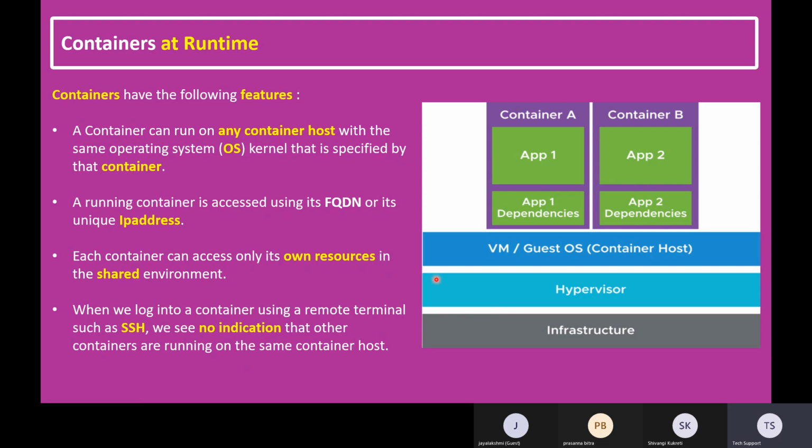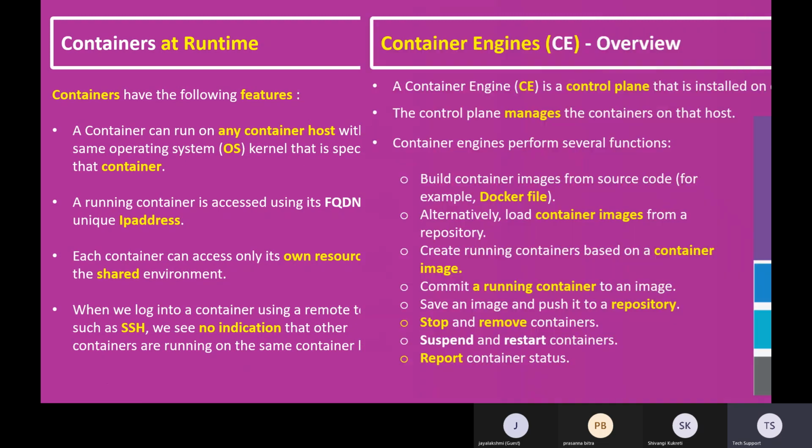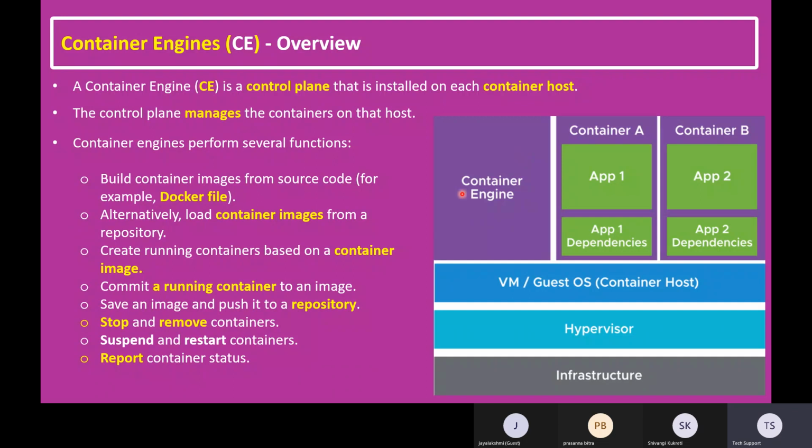And the one more key point we'll dive into is the container engine. I just highlighted the container engine here in this diagram, the right side diagram. This container engine, as we mentioned, is like a control plane that is installed on each container host. When you configure a Docker host, by default it comes with a container engine. This container engine acts like a control plane of all the containers. The control plane manages the containers on the host. The container engine performs several functions.